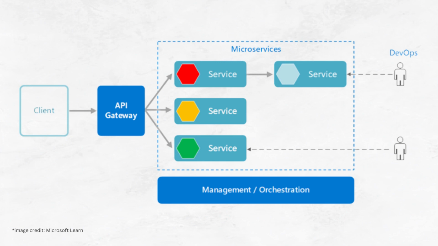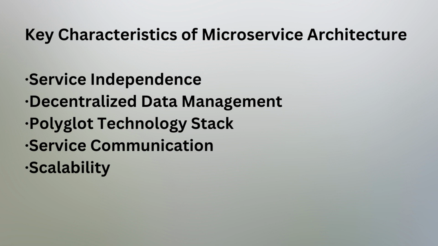Microservice architecture is a design pattern that structures an application as a collection of small, autonomous services. Each service focuses on performing a specific business capability and communicates with other services through lightweight mechanisms, typically via APIs. Unlike monolithic applications, which are tightly coupled and have a single code base, microservices can be developed, deployed, and scaled independently.